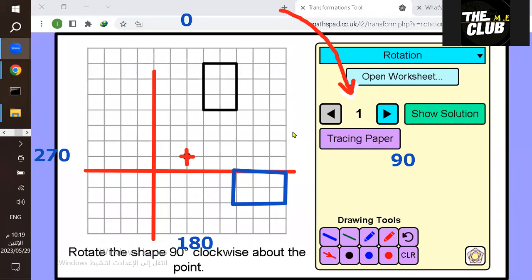Describing rotation, I wouldn't say it's hard. It's easy, but it needs a little bit of thinking.